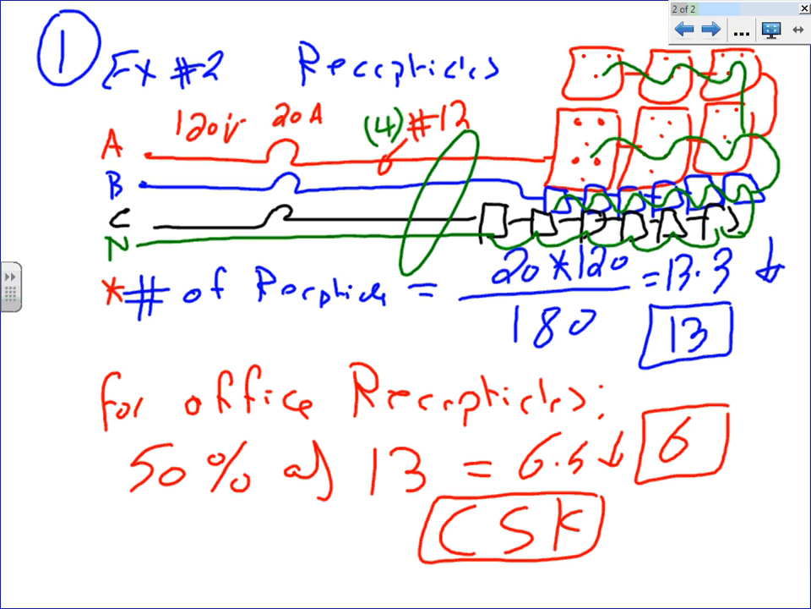Any questions about this circuit? Can you please add this one to your reservoir wiring as we go through? That's exactly what I want to emphasize, non-continuous load wiring circuit. 6 receptacles.